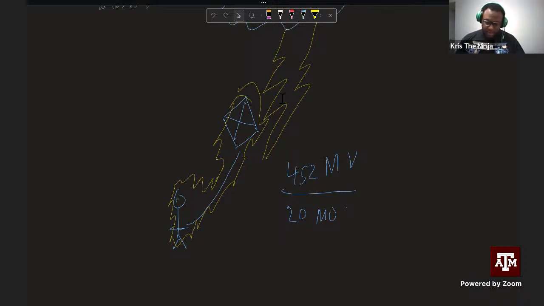So how much current was in that bolt of lightning that he received in that short span of time that he was struck? Well, we can figure that out with Ohm's law, just like we did on the last problem. So we've got 452 times 10 to the 6, then you do 20 times 10 to the 6, and then you divide that by the other one. And that gives you, he got about 22.6 amps of current from that cloud to ground lightning strike.